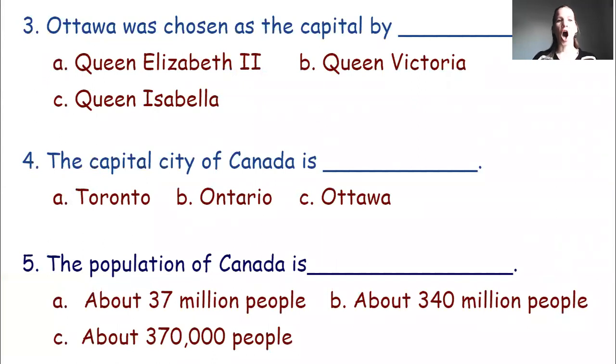Question 3. Ottawa was chosen as the capital by who? Queen Elizabeth II, Queen Victoria, or Queen Isabella? Question 4. The capital city of Canada is Toronto, Ontario, or Ottawa? And number 5. The population of Canada is about 37 million people, about 340 million people, or about 370,000 people.